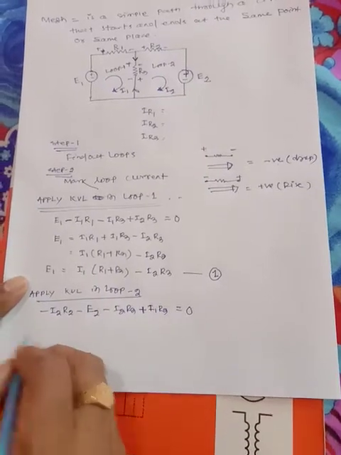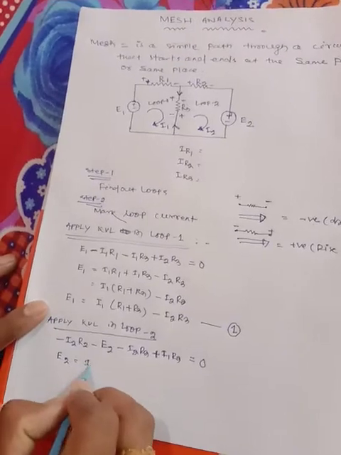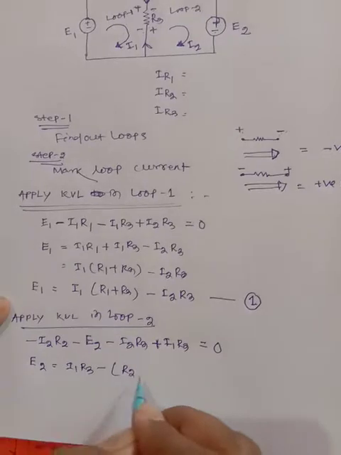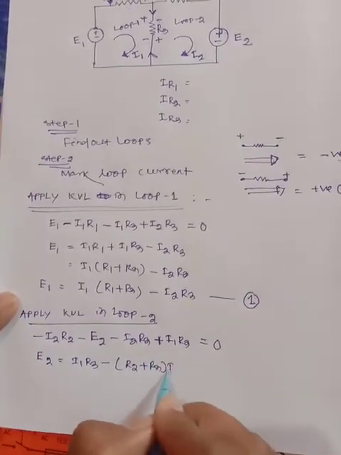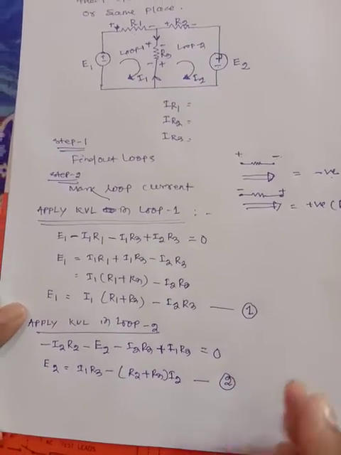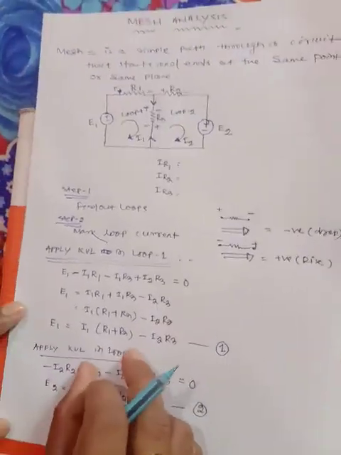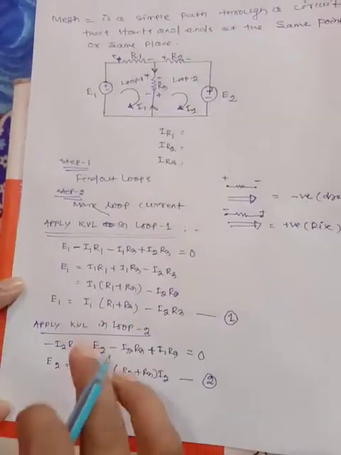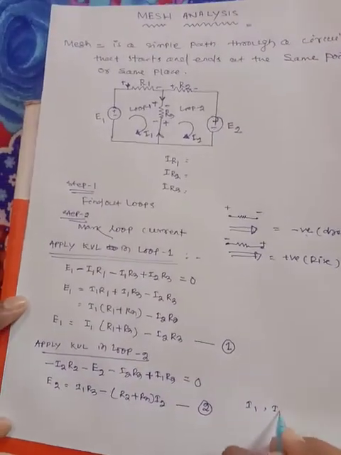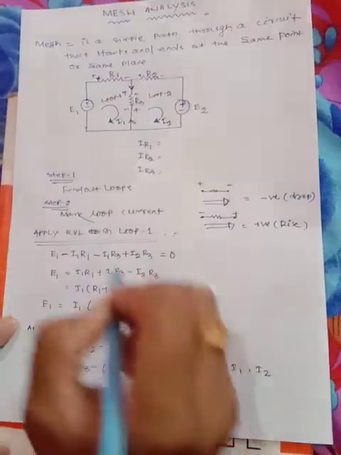So E2 equals I1 R3 minus I2 times (R2 plus R3), where I2 is common. That is equation 2. When we solve numerical values, we will get the values of I1 and I2 in place of R1, R2 and R3.